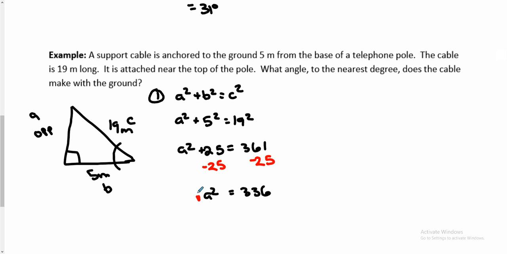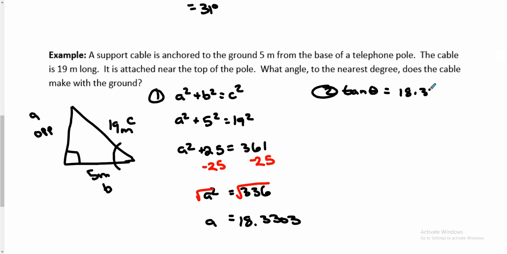We're going to square root both sides. A is equal to the square root of 336, which is 18.3303. So now we can use that information for our second step. Tangent theta is equal to opposite, which is 18.3303, over our adjacent, which is 5.